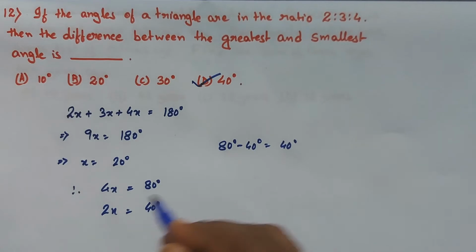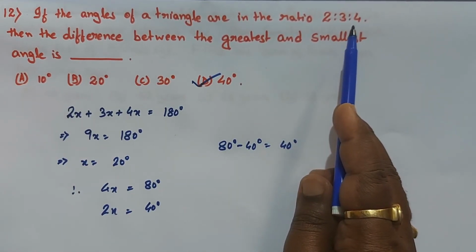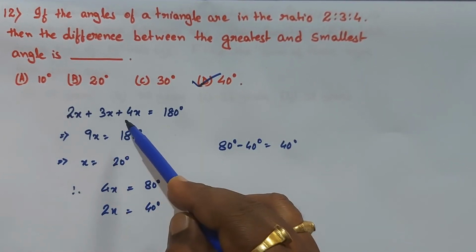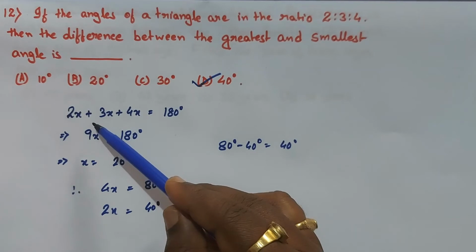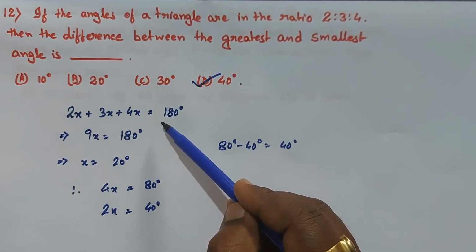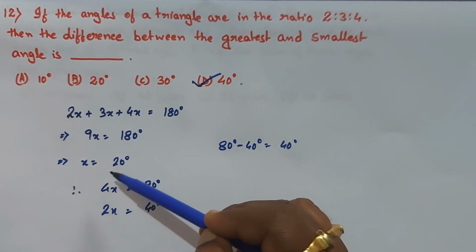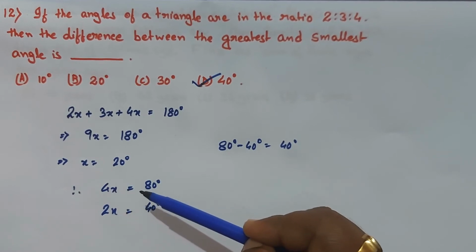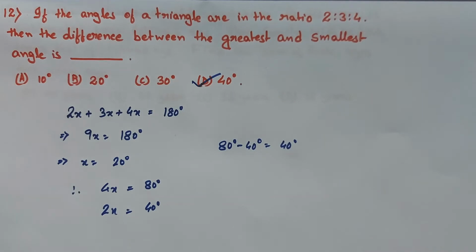Again, the ratio of the angles is 2:3:4, let the common ratio be x. So the three angles are 2x, 3x and 4x. The sum of all three angles is 180 degrees. So 2x plus 3x plus 4x equals 180 degrees. 2 plus 3 is 5, plus 4 is 9x equal to 180 degrees, or x equals 20 degrees. Now 4x is the larger, that is 80 degrees, and 2x is the smallest, that is 40 degrees.